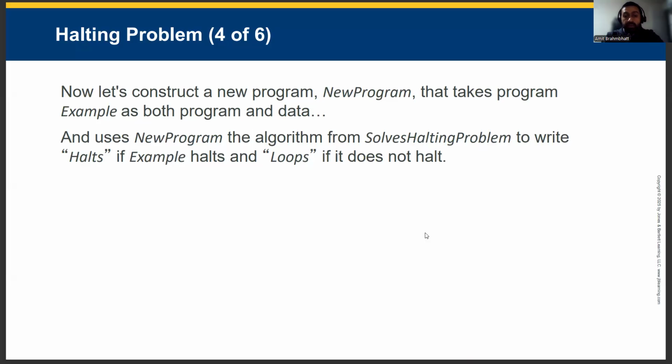New program is designed cleverly. It runs the hypothetical solves halting problem on example, and then it behaves in the opposite way of what the solver predicts. If the halting solver says that the program halts, the new program deliberately enters an infinite loop. If solves halting problem says the program loops, the new program halts immediately. This construction sets up a contradiction by forcing the solver to be wrong in at least one case. We show how such a solver cannot exist. The slide demonstrates a classic proof technique in computer science, proof by contradiction.